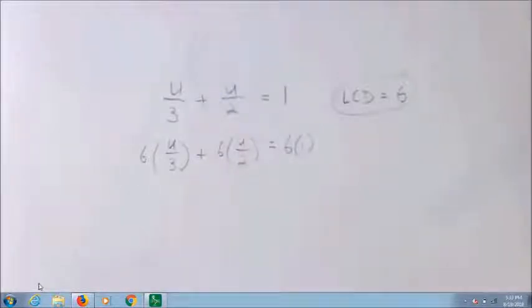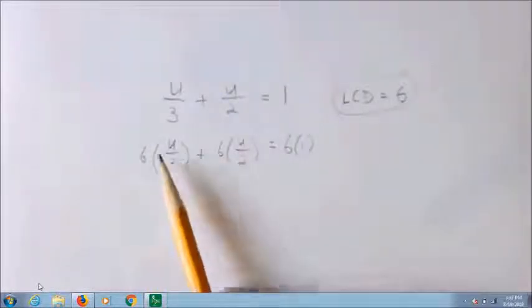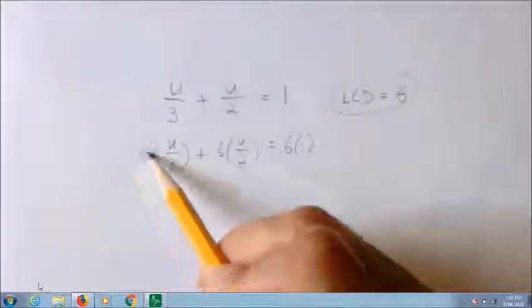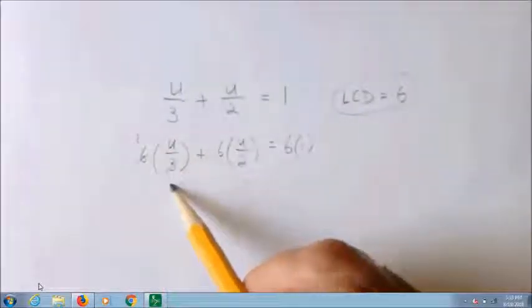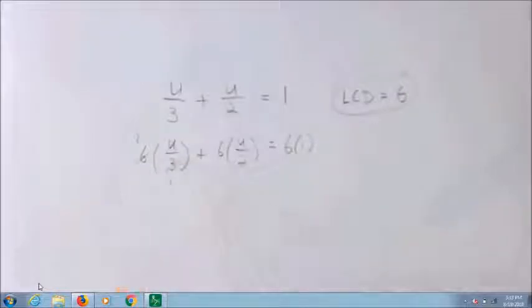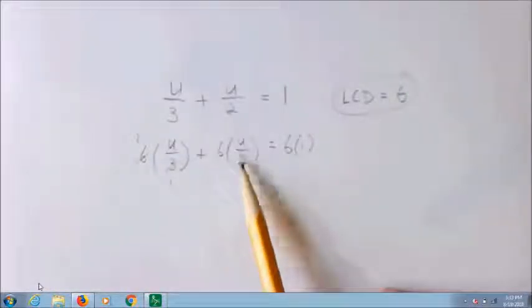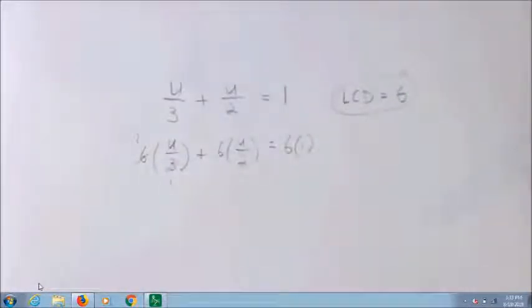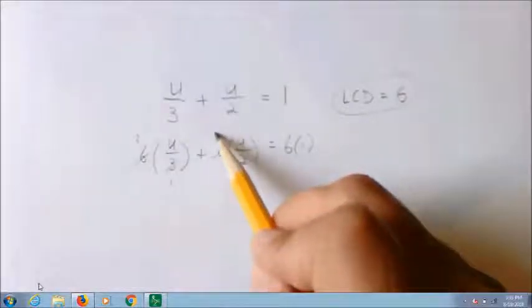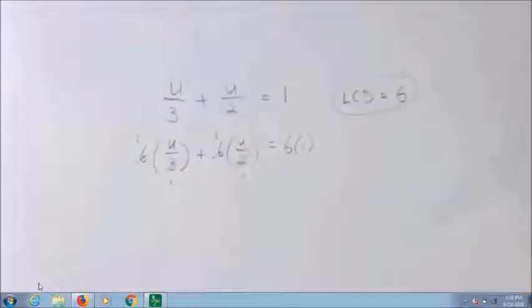The 6 and the 3 can now reduce. 2 and 1, that's dividing both numbers by 3. The 6 and the 2 can also reduce by dividing both numbers by 2. And I'm left with 3 and 1. What have I done? I've cleared the fractions.